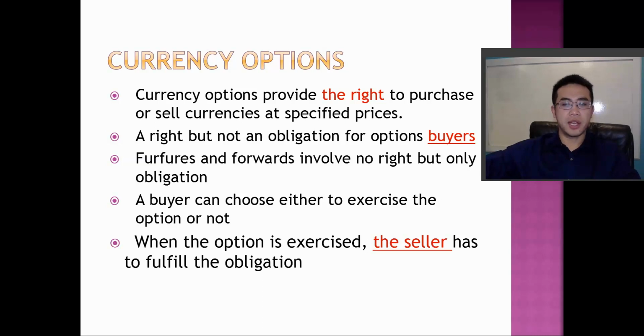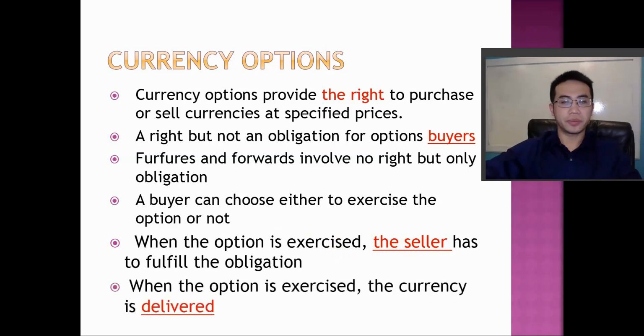So when the option is exercised, whoever sold the option in the first place has the obligation to fulfill the trade. For call option buyers, when the option is exercised, the call option buyer will buy the currency at a specified price, and then the call option seller would have to sell to the option buyer at that specified price. We will talk more about this in later slides. So when the option is exercised, the currency is delivered. It's just the same as futures and forwards contracts.